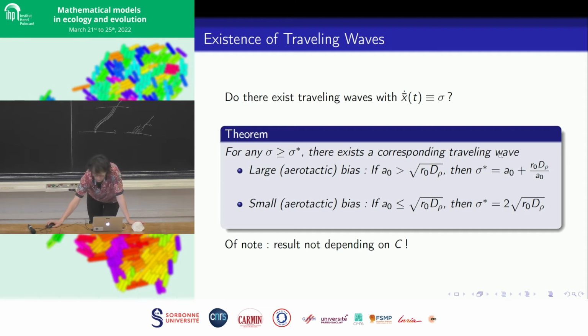And in fact, in scaled version, this is exactly what Chris has shown. So if you take A0 equals chi high and R0 times D equals 1, you get this chi plus 1 over chi. So it's exactly the same thing, but I wanted to keep the units. And in the smaller aerotactic bias case, so if the advection speed is not high enough, you will essentially go with the Fisher-KPP speed. Okay.